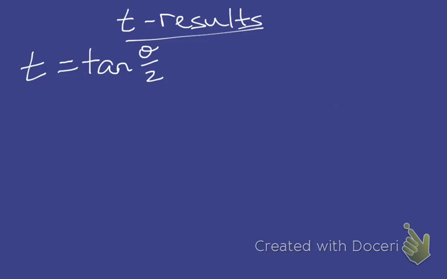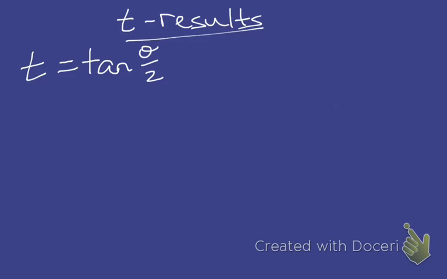T-results are primarily used as a way to turn trigonometry into polynomials. For the purpose of this, polynomials is just anything like a quadratic or a cubic or things like that. So it starts, as you can see on the screen now, by saying that t is tan theta on 2.